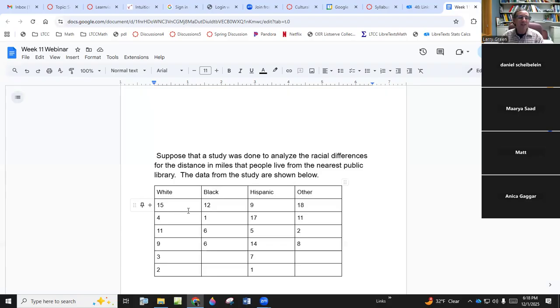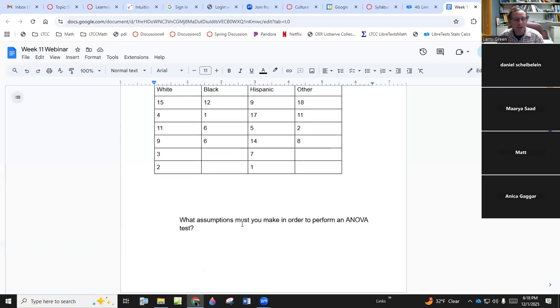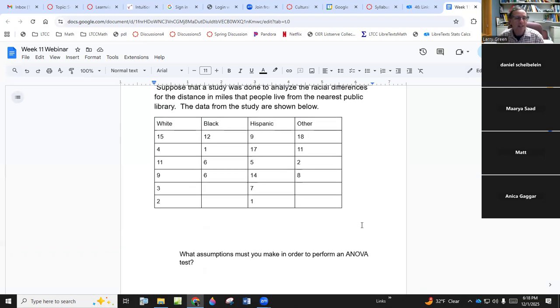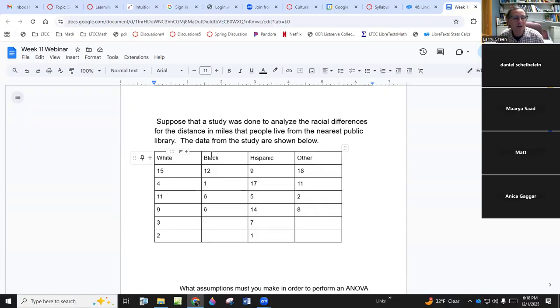And I will let you know I made up these numbers, but you can imagine a survey being done. And I just put a bunch of numbers in here. So what assumptions must you make in order to perform an ANOVA test? So here we asked these people, and what we're looking at is racial differences. We're looking at whites, blacks, Hispanics, and other races.